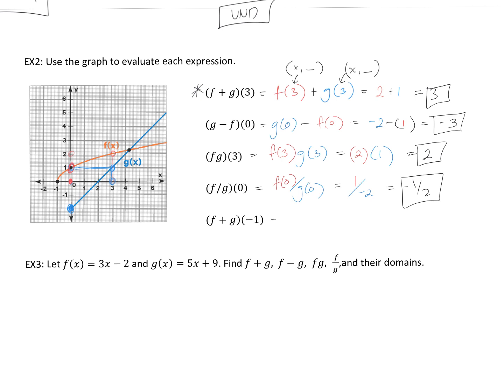All right, so again, moving on. Now we have addition. So this is going to be f of -1 plus g of -1.